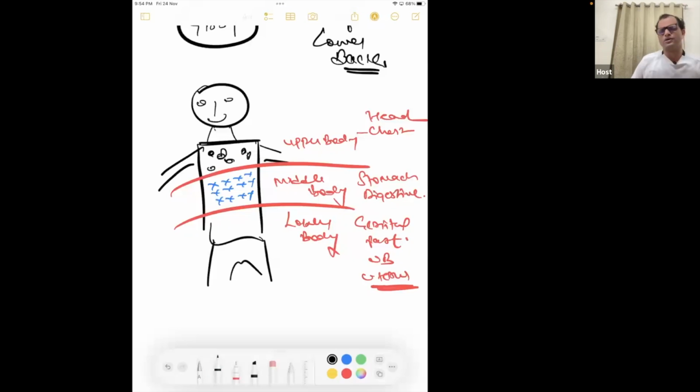Or maybe without the anger also, if you are feeling the headache, something is happening in the upper body. So now why the pain in the head? Because liver chi is not flowing properly in the head. Why the pain in the middle body? Because liver chi is not flowing properly in the middle body.